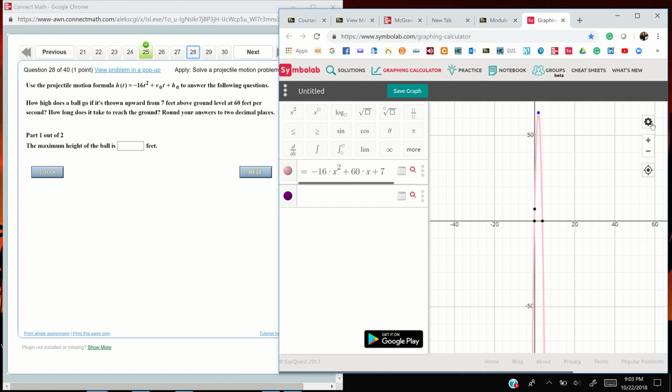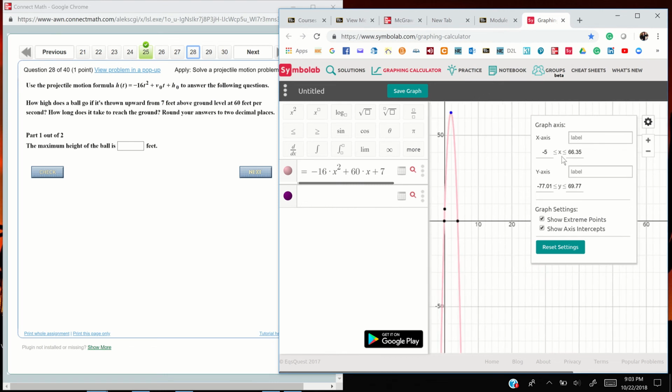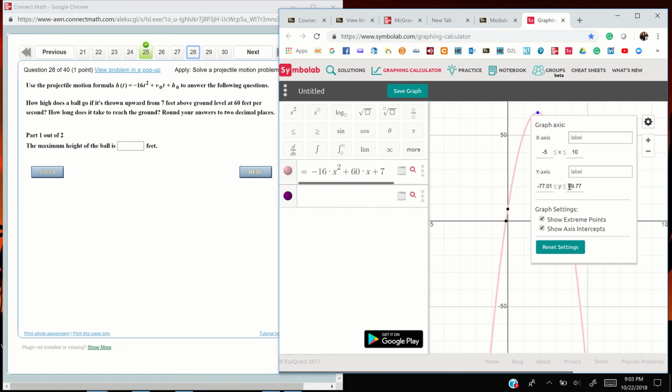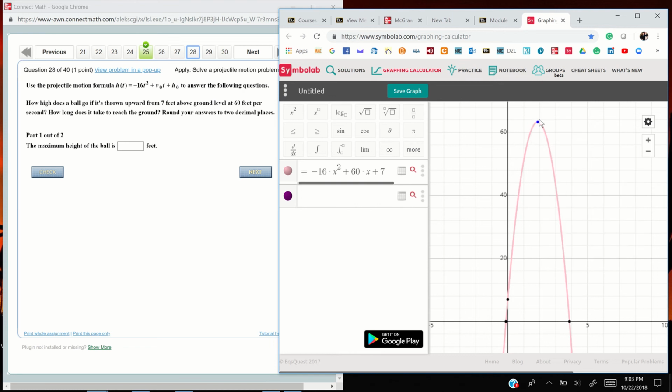All right, and we can do a lot of things with Symbolab. You might wish this window looked differently. You just click this little gear if you want to change your window. And right here, my x-axis, I can just go like -5 to, it looks like 10 would be more than enough over here. And on my Y, I'm not really interested in anything below ground level. So I might just hit -10 just to give me a window to see. And that looks like a fine height.